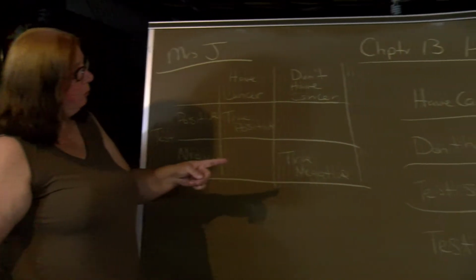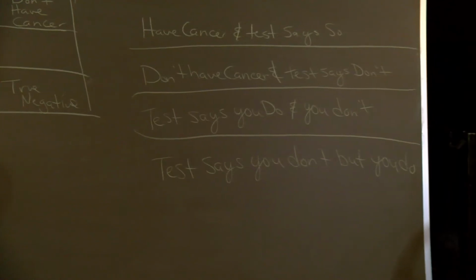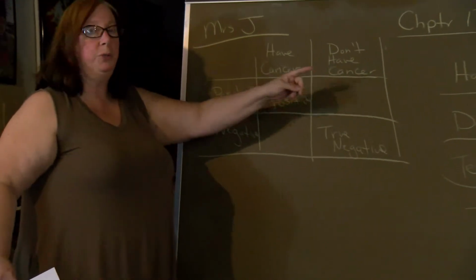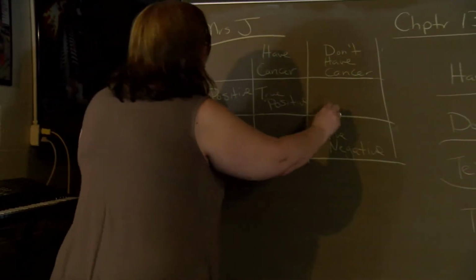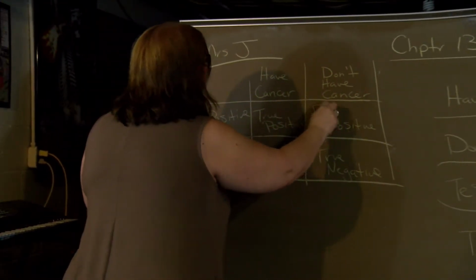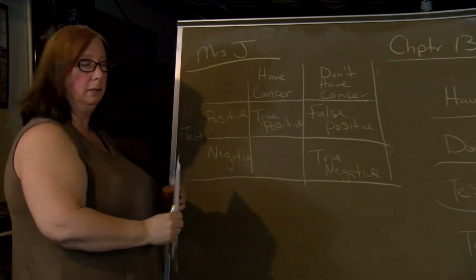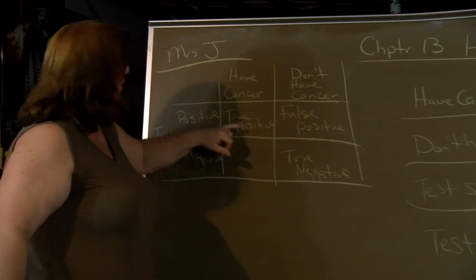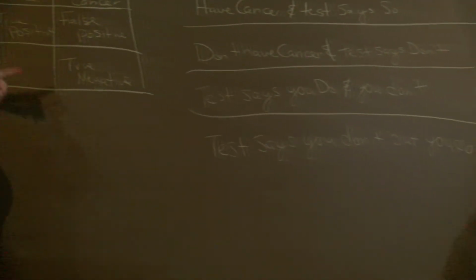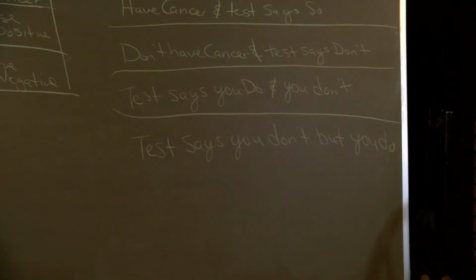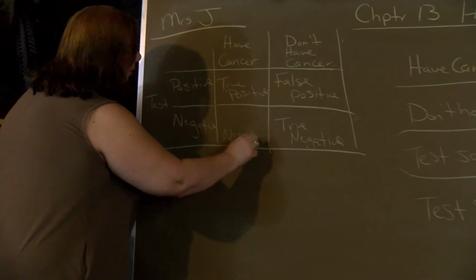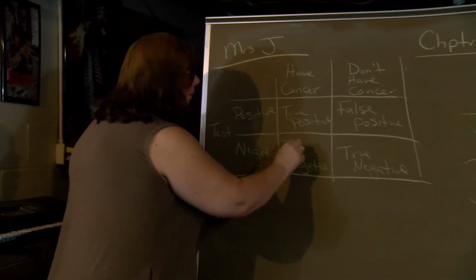So then the next one, the test says you do have it, but you don't. So you tested positive, but it was wrong. So that's a false positive. So positive is your test, and true or false is if that test is correct. So you tested positive. This one it was correct, this one it was not. Then likewise, the test says you don't have it, but you do would be here. And so you're testing negative, and it's wrong, which makes it false.